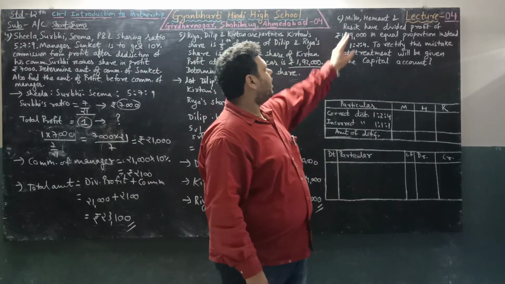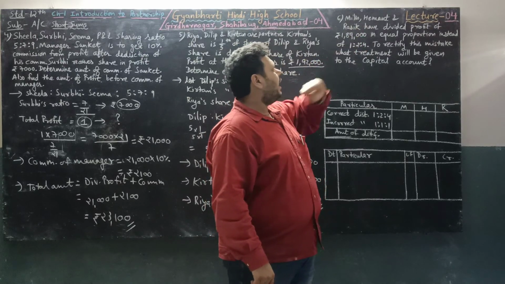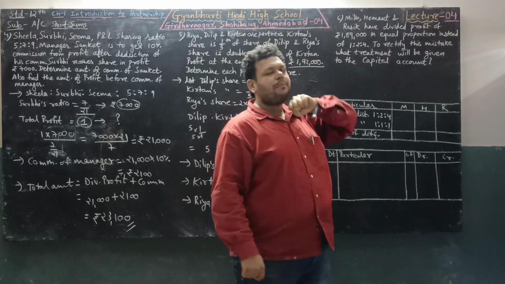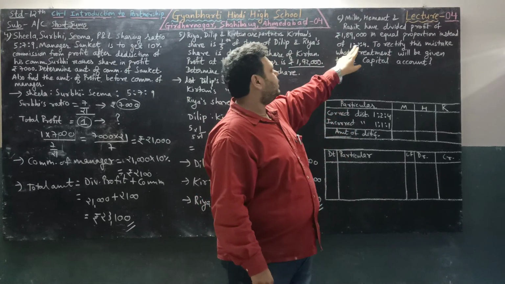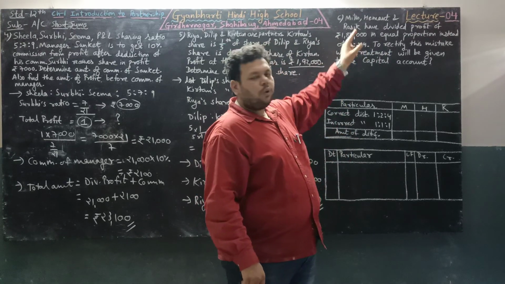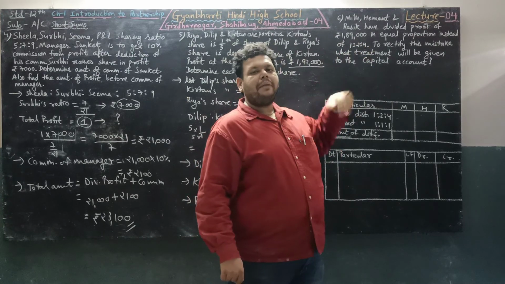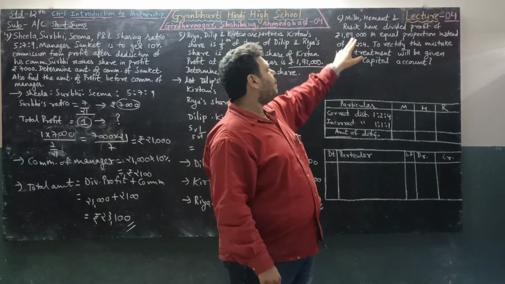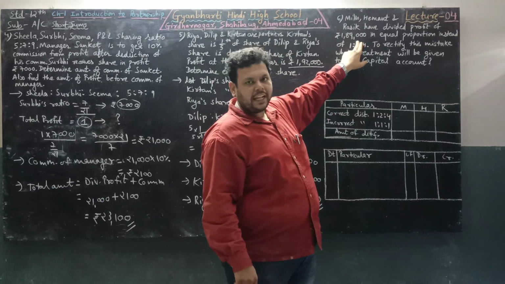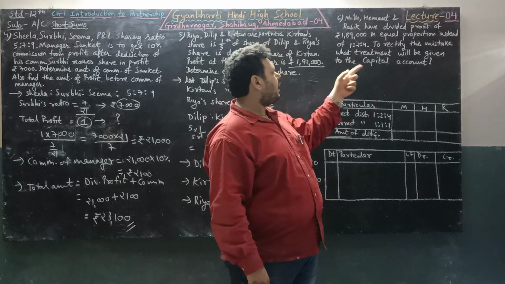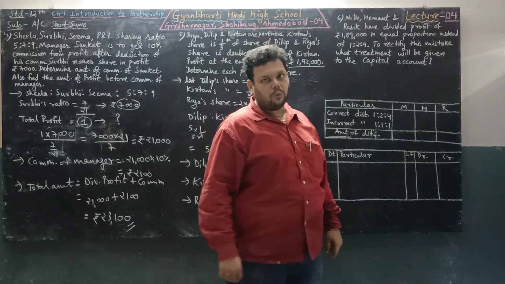Sixth question. Milan, Hemant and Rasik have divided profit of rupees 1,89,000 in equal proportion instead of 1:2:4. So their original profit and loss sharing ratio was 1:2:4. By mistake, they have divided the amount of profit, that is 1,89,000, in equal parts. To rectify this mistake, what treatment will be given to the capital account?